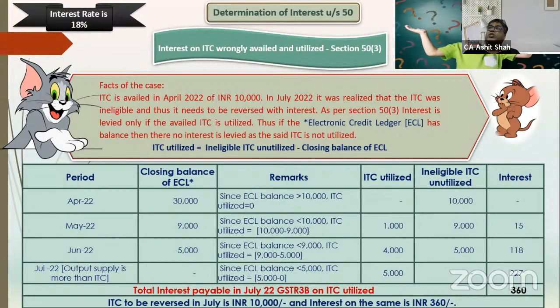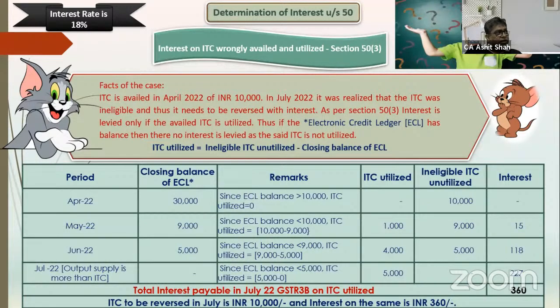In July 22 he found out that he has taken ITC on renting of motor cab, which is ineligible pursuant to section 17(5). So this needs to be reversed. Now it has to be reversed, but with interest. Correct? Now how to calculate the interest? So section 50 subsection 3, read with rule 88B which has recently been introduced, says that interest is levied only if the availed ITC is utilized. So I had told you that interest will be charged only when you are utilizing the ITC.